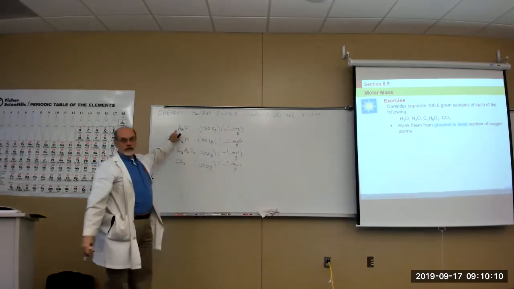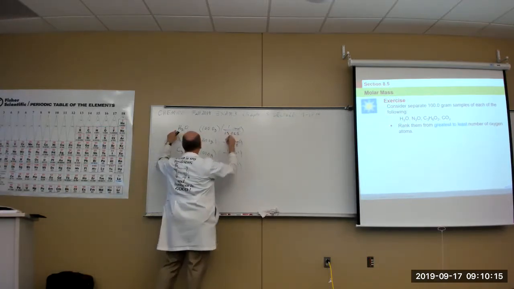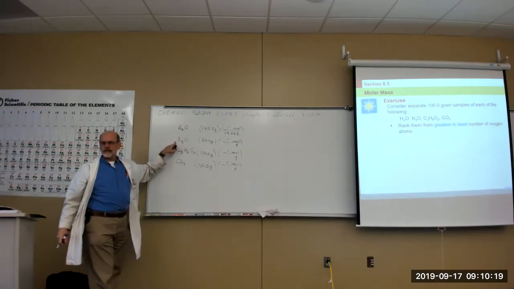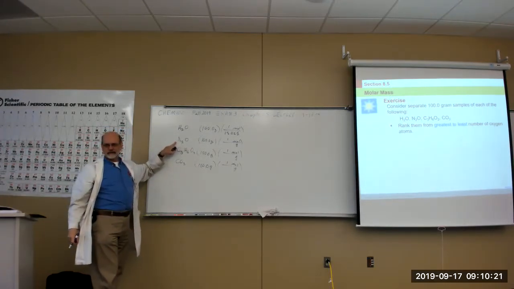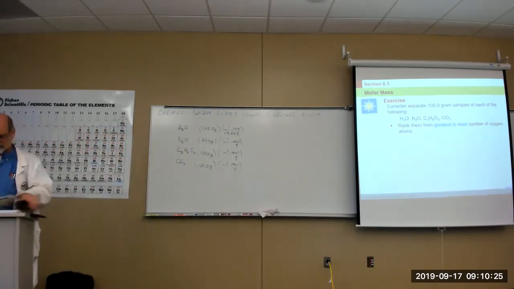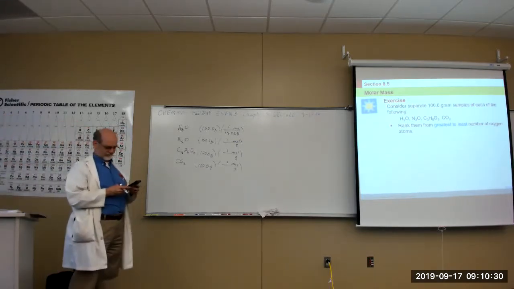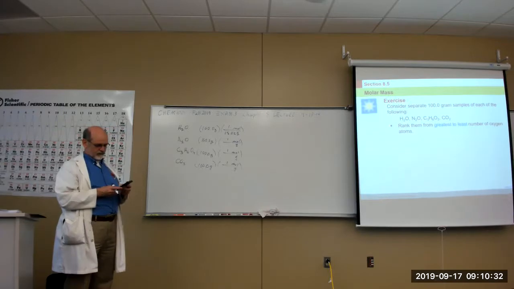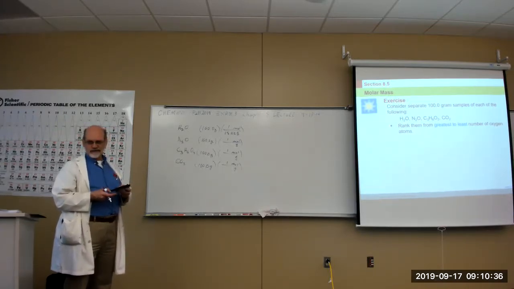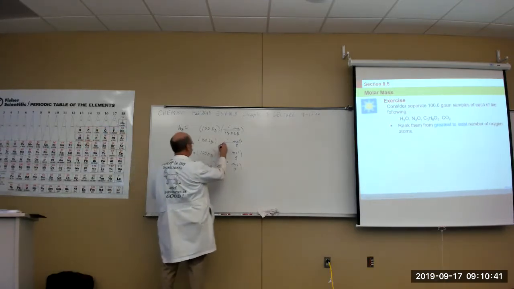Well, we did water earlier. It's 18.02. N2O is 2 times 14.01, is 28.02, plus 16. 18.02, 16. 34.02. Yeah, 8 plus 6 is 14. 34.02.